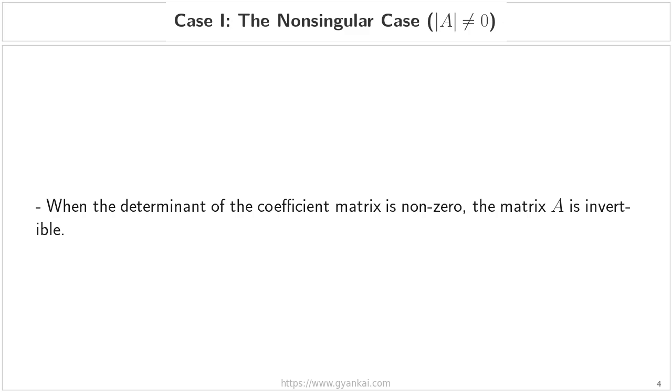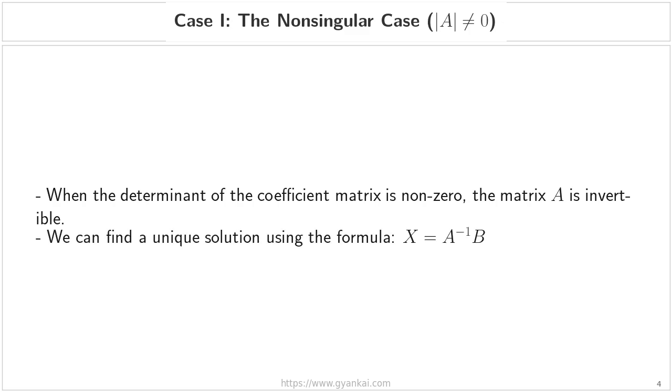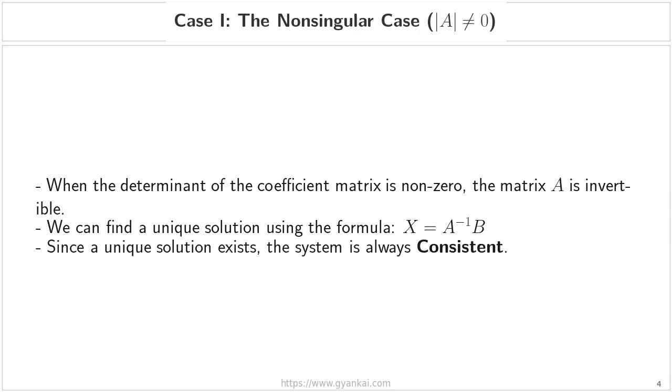When this happens, the matrix A is what we call invertible, meaning it actually has an inverse. Because this inverse exists, we can use a very straightforward formula to find our variables. X equals A inverse multiplied by b. Since this formula allows us to calculate exactly one specific value for our variables, we can conclude that a unique solution exists. Therefore, in any situation where the determinant is non-zero, the system is always classified as consistent.